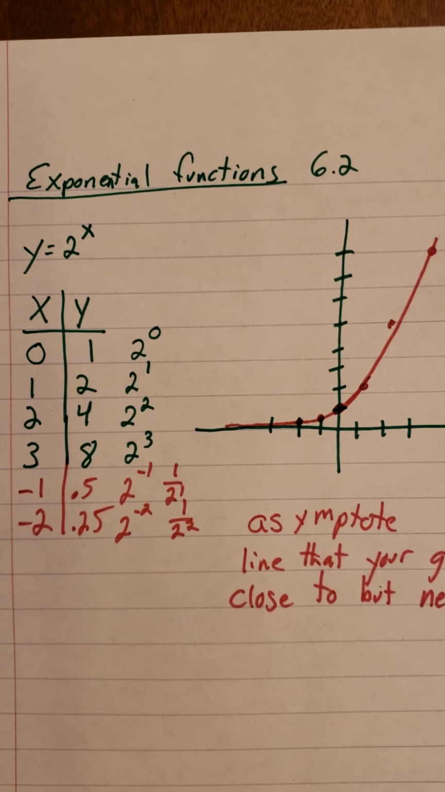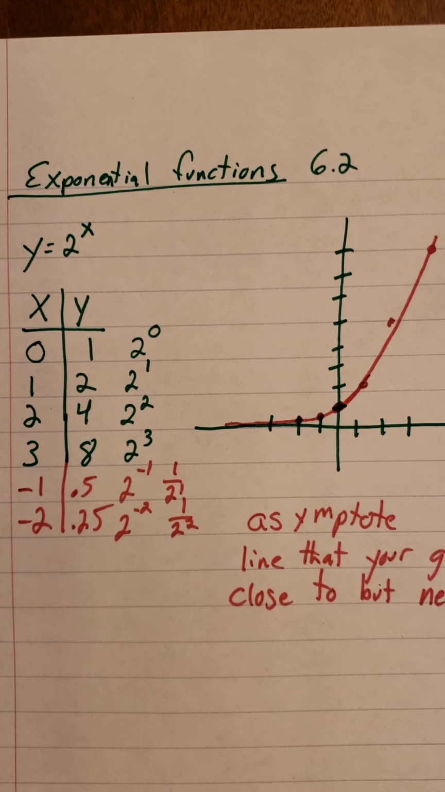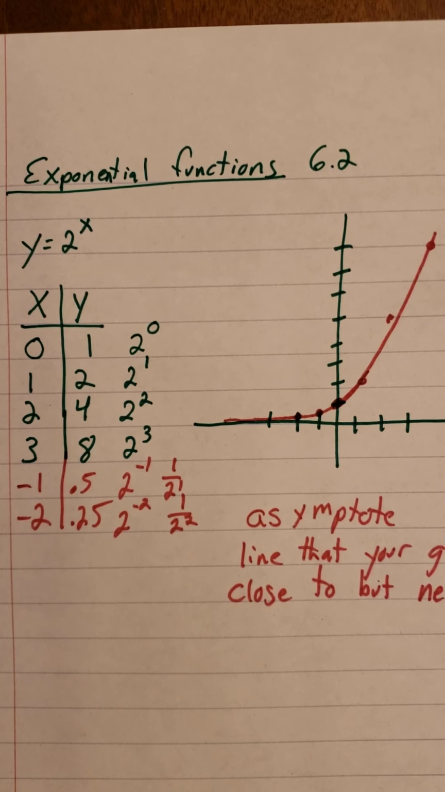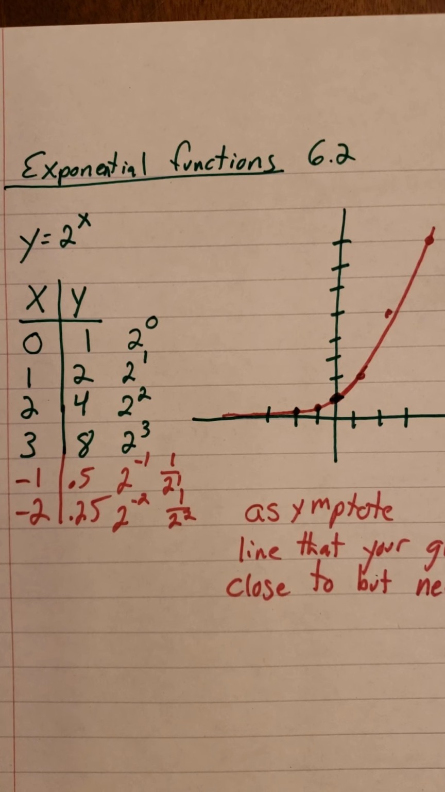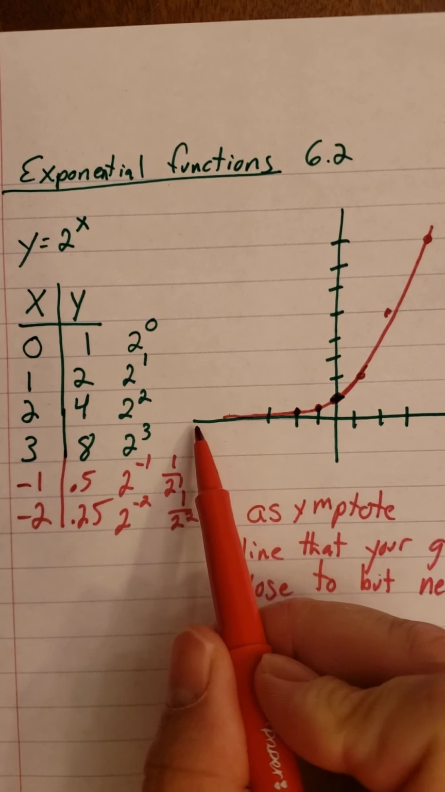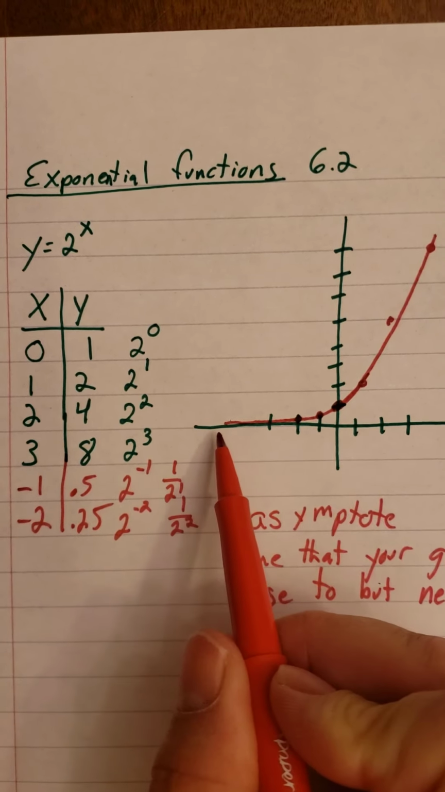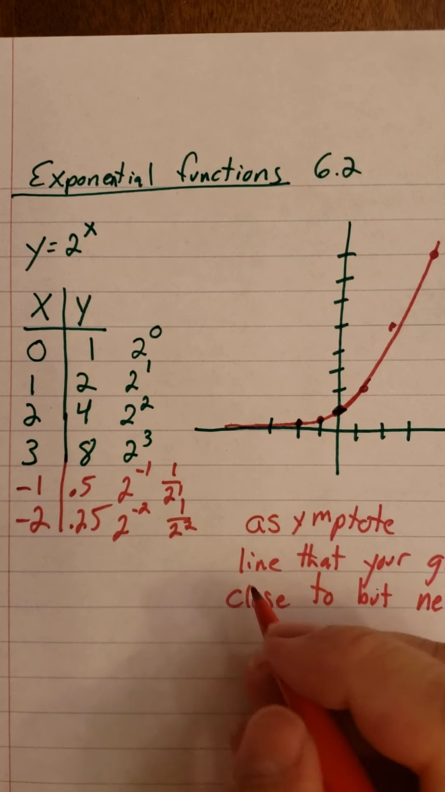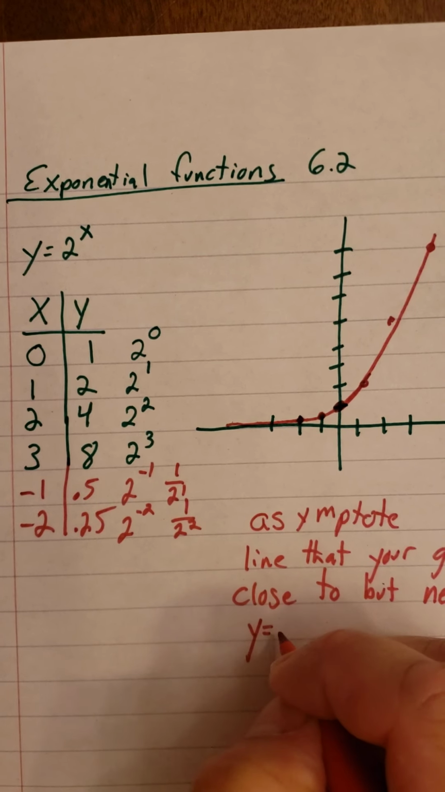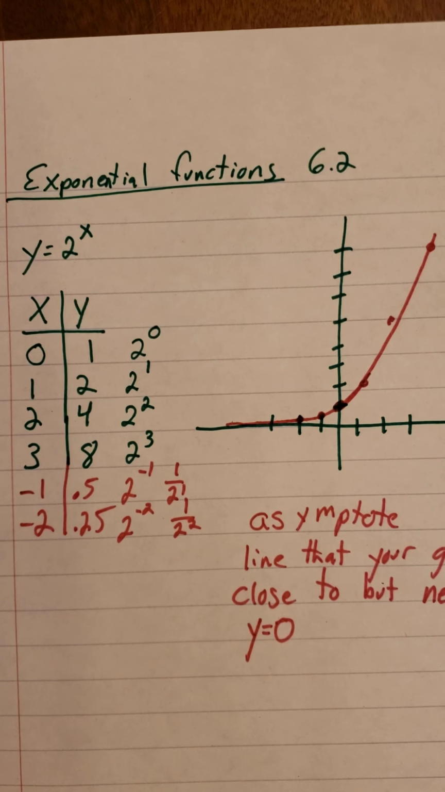Some of them have more than one asymptote. Ours is only going to have one. It's going to be horizontal, and it's a line that our graph is getting close to but never touching. So we're getting closer and closer to that x-axis, but we're never actually going to hit it. So we would say our equation for our asymptote is y equals 0.